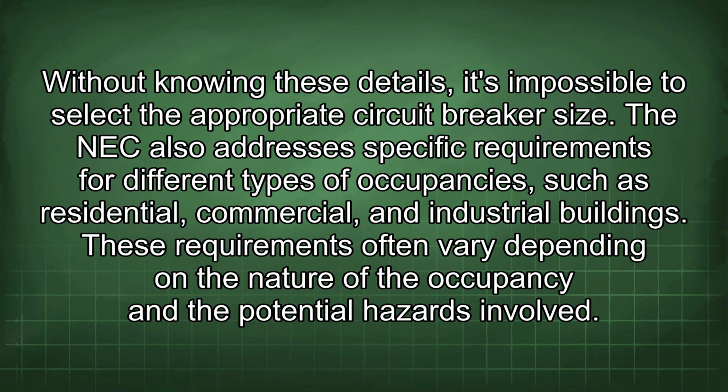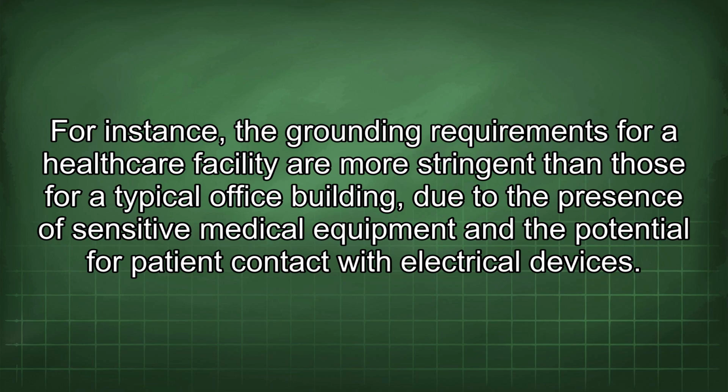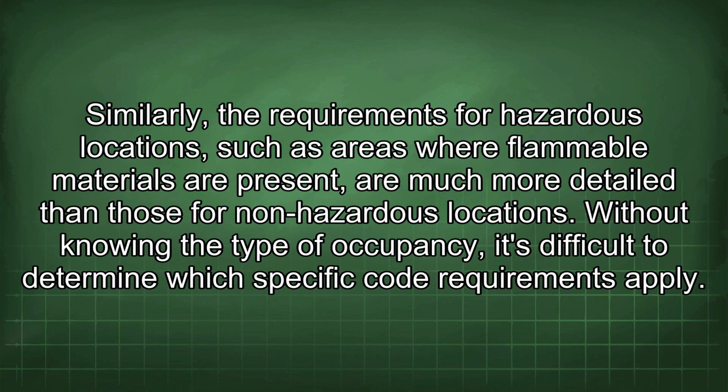The NEC also addresses specific requirements for different types of occupancies, such as residential, commercial, and industrial buildings. These requirements often vary depending on the nature of the occupancy and the potential hazards involved. For instance, the grounding requirements for a healthcare facility are more stringent than those for a typical office building, due to the presence of sensitive medical equipment and the potential for patient contact with electrical devices. Similarly, the requirements for hazardous locations, such as areas where flammable materials are present, are much more detailed than those for non-hazardous locations. Without knowing the type of occupancy, it's difficult to determine which specific code requirements apply.